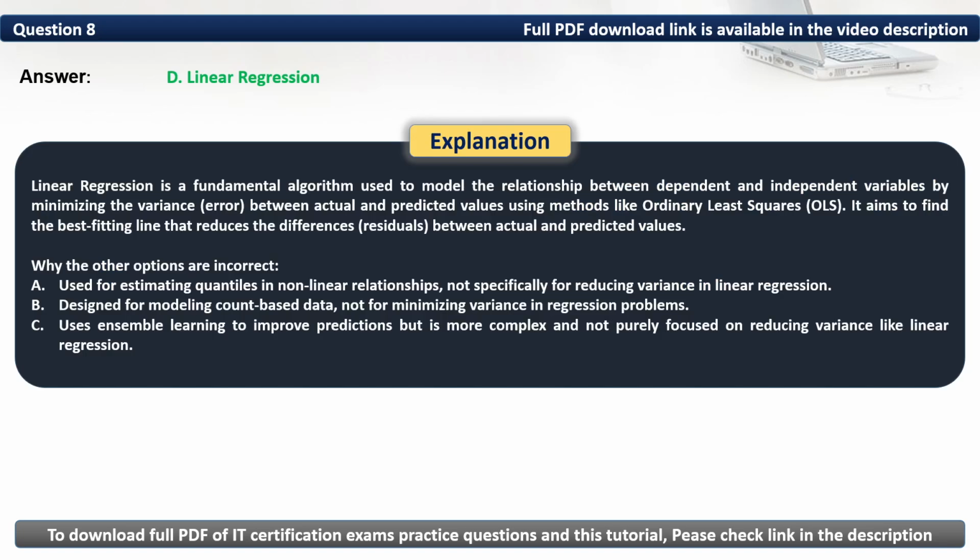Linear regression is a fundamental algorithm used to model the relationship between dependent and independent variables by minimizing the variance between actual and predicted values using methods like ordinary least squares. It aims to find the best fitting line that reduces the difference between actual and predicted values.